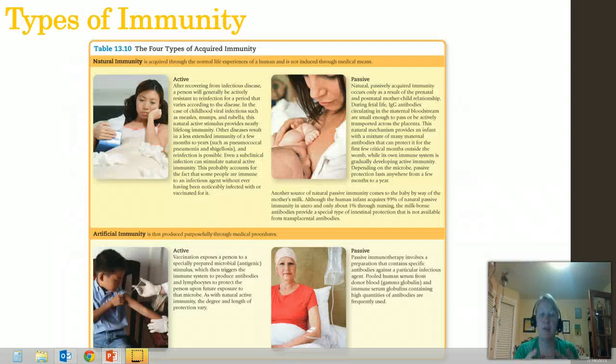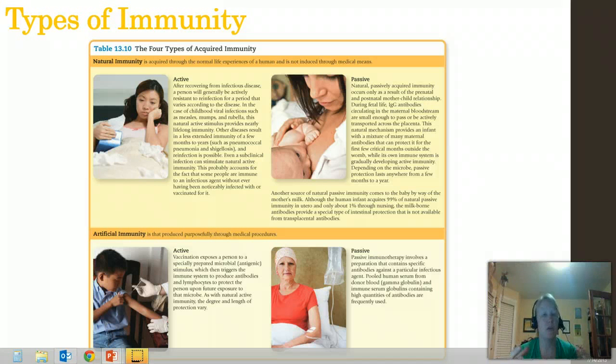So let's start off with types of immunity. You've seen the different immune systems or the different types of immunity we have within the body, but let's talk about the different types of acquired immunity someone can have. There are two groups, natural immunity and artificial immunity. Natural immunity can come in two forms, active and passive.